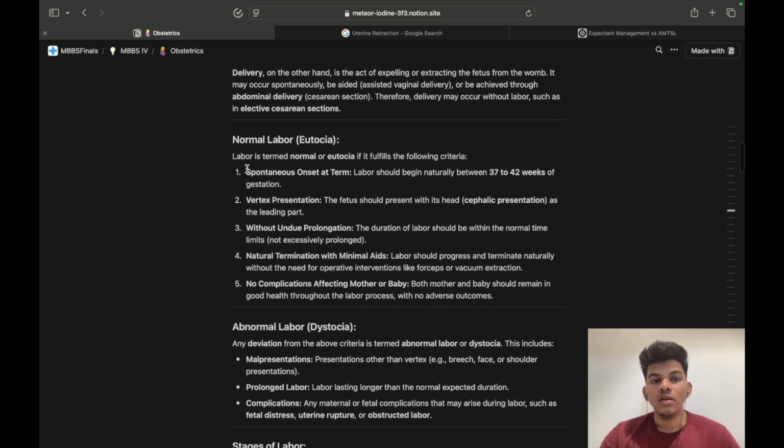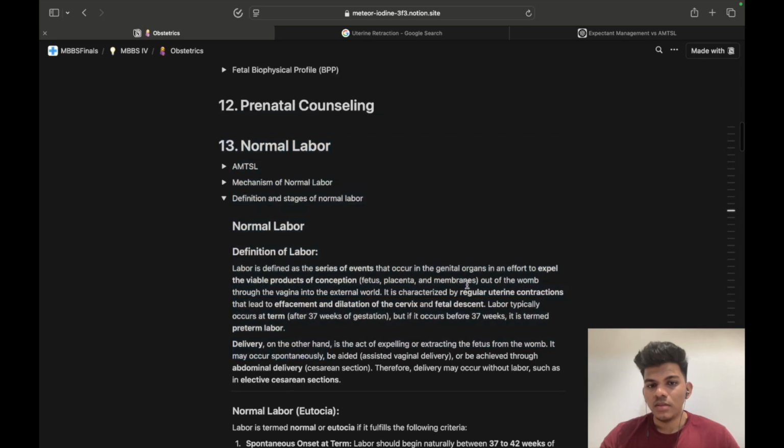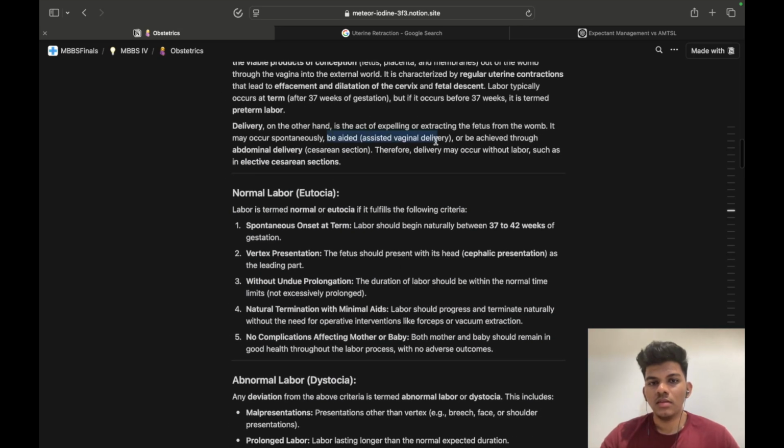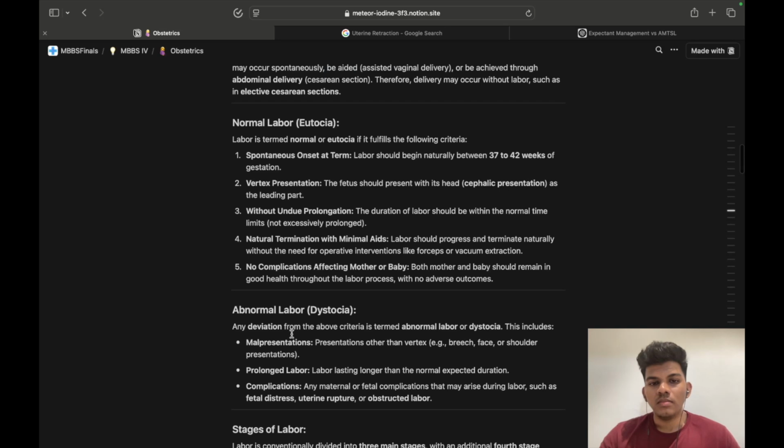Coming to normal labor, what does the definition entail? It means fulfilling all of these criteria. It's also known as eutocia. First, spontaneous labor at term. Second, vertex presentation. Third, without undue prolongation. Fourth, natural termination with minimal aids. And fifth, no complications affecting mother or baby.